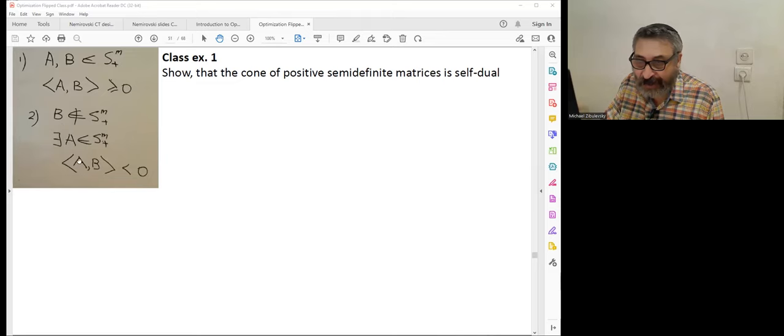Consider the eigenvalue decomposition of A and B, and if B is not positive semi-definite, then it may have some negative eigenvalue, and say take A in the same eigenbasis, but with all positive, and show that you can find such an A that there will be a negative inner product.